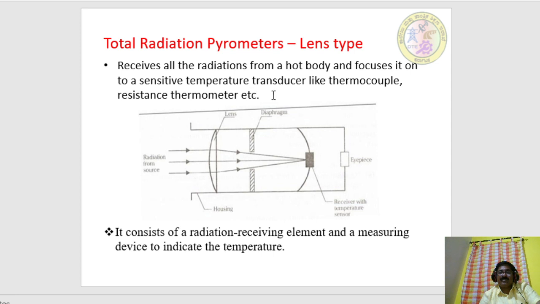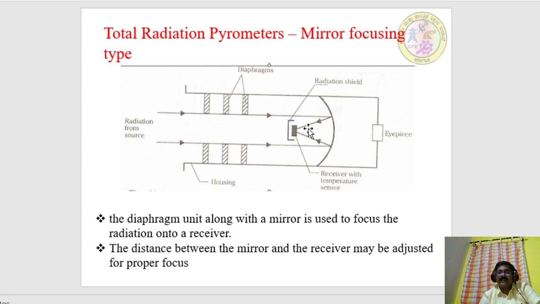I have explained this for the lens type already. Now this is a mirror type, with a similar principle as the lens type, but the only difference is, see here, instead of one diaphragm, a set of diaphragms is used with a mirror to focus radiation onto the receiver, and the distance between the mirror and the receiver may be adjusted for a proper focus, to determine what exactly the temperature is, dissipated onto the radiation, that is radiant energy.